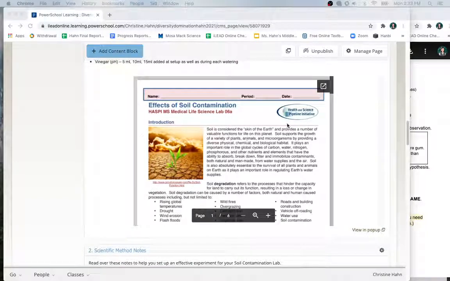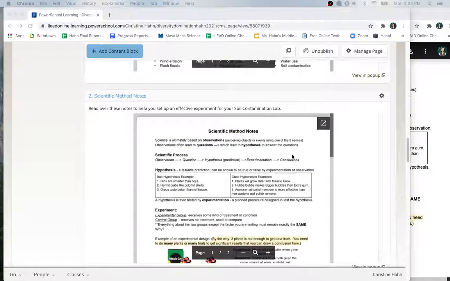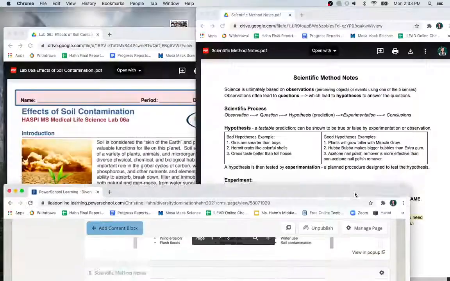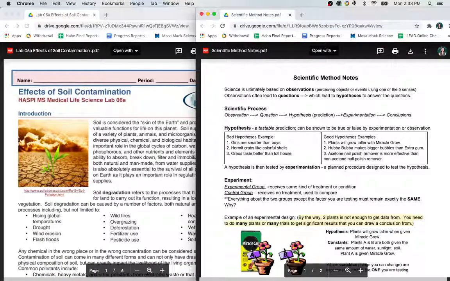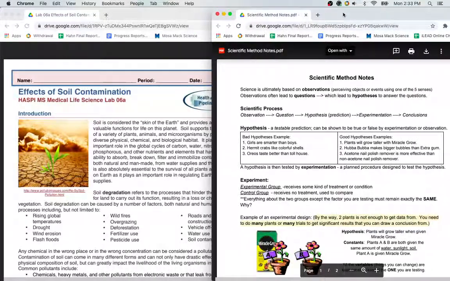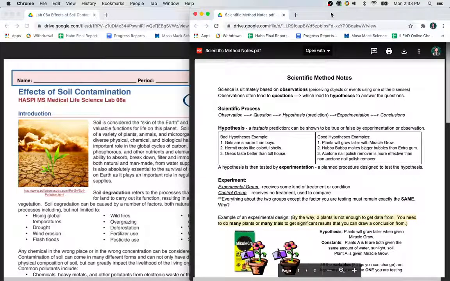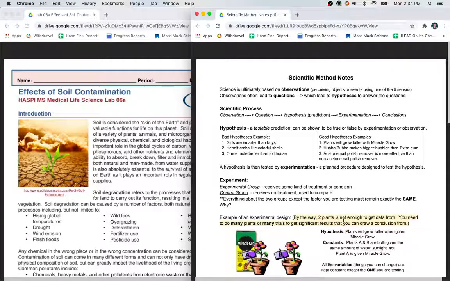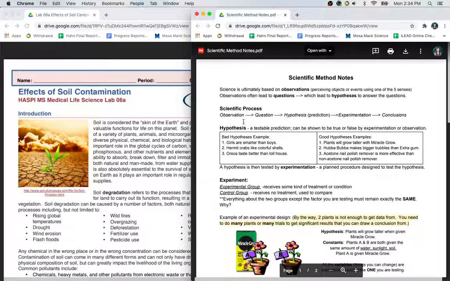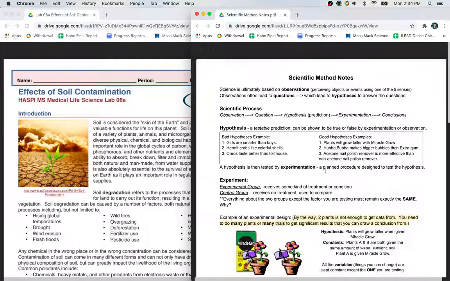Okay, so here's the lab. I'm going to go ahead and open that up, and I'm also going to open up our scientific method notes so that you are comfortable with some of the things that the lab is asking you to write out. So if we look at these scientific method notes, hopefully you know a little bit about the scientific process and how to make a good experiment.